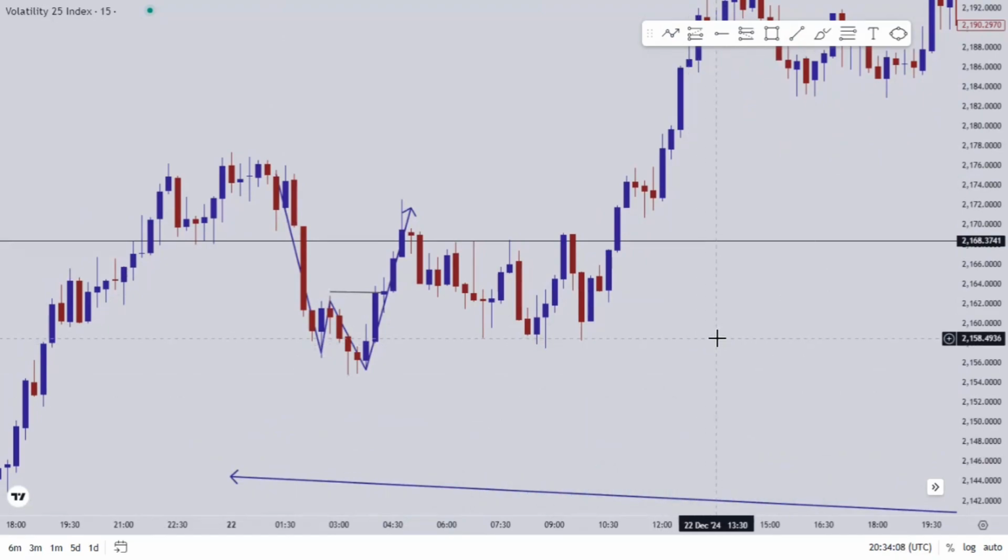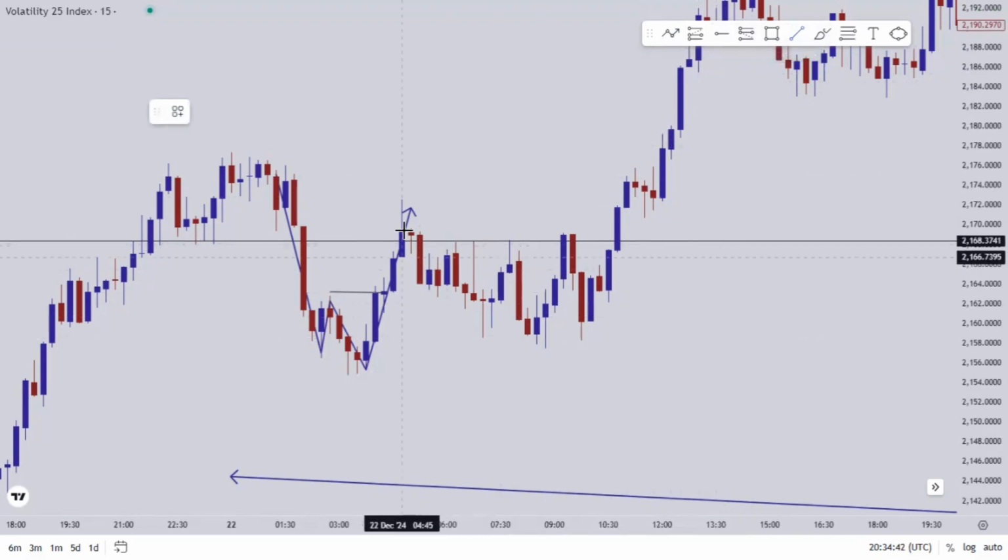You wait for a change of character on the lower time frame, 15 minutes to be precise. After the change of character, we don't look for an imbalance to place an order. We wait for that same engulfing candle that sweeps both the highs and lows of the previous candle. That is our entry criteria. So on your entry time frame, you have two conditions: change of character and the same engulfing candle that sweeps both the highs and lows of the previous candle.